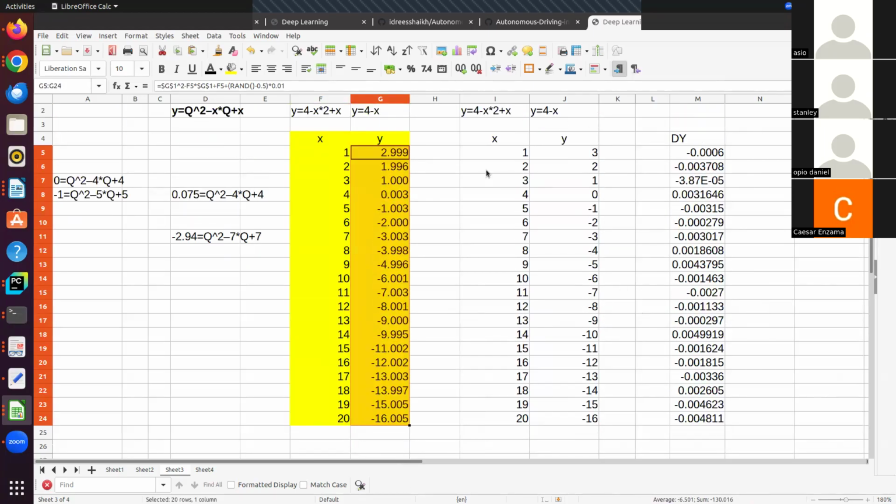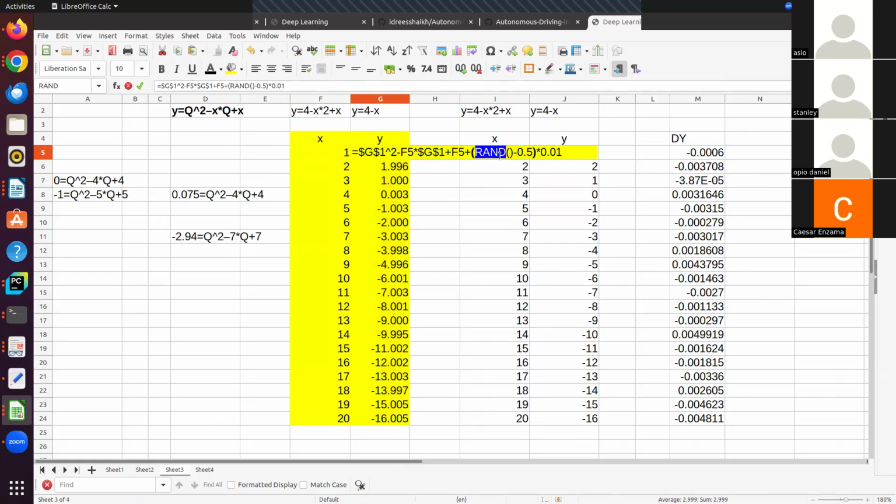Say this random gives you numbers between 0 and 1. If I subtract half, the random will now be between minus half and half. So I'm trying to get a random measurement error that could be plus or minus. That's why the measurement sometimes will be above, sometimes below. And now when I compare it to the real value, the difference sometimes will be positive, as you see here, and here it's negative.